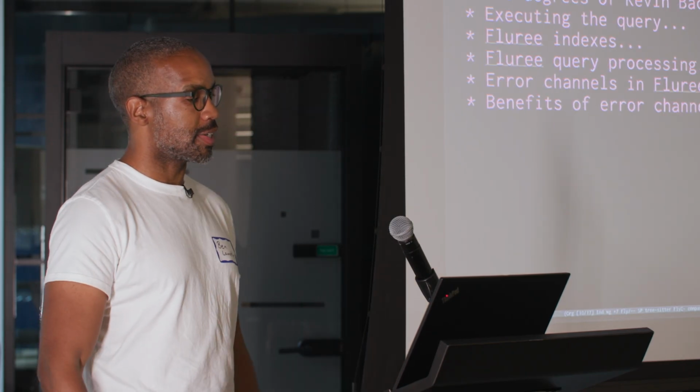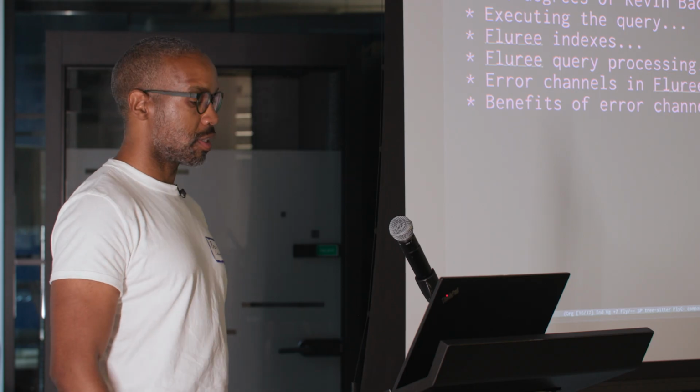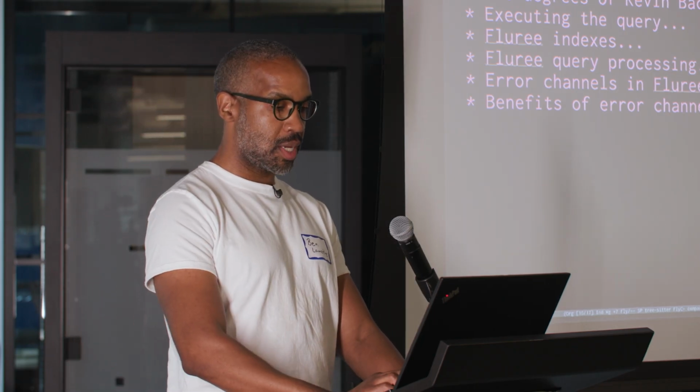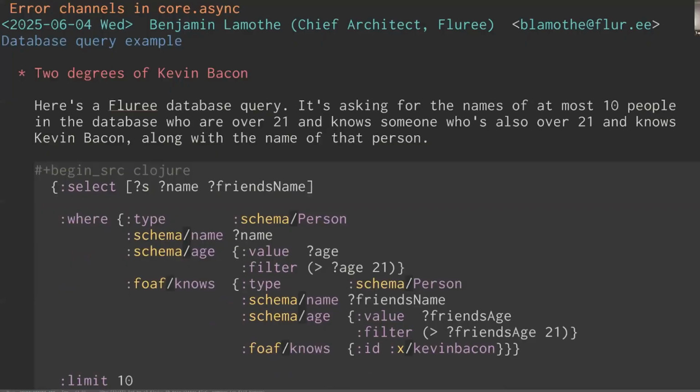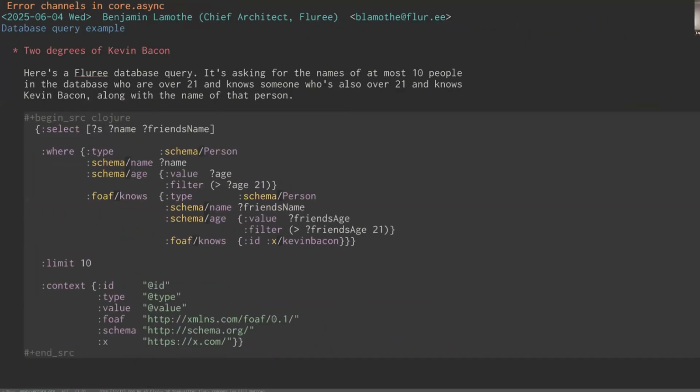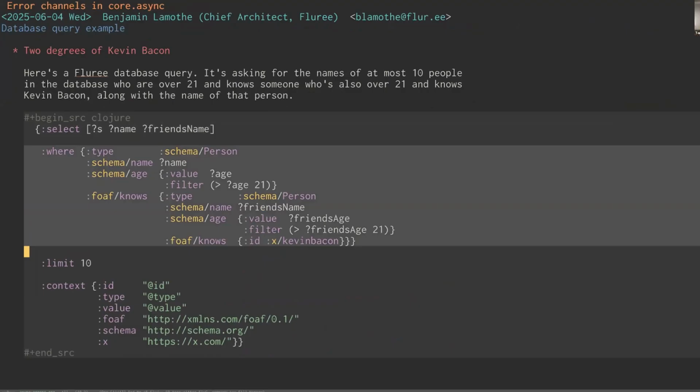And so I'm going to give an example. This is another thing lifted from the Flurry code base. So this is Flurry's query language. Like I said, it's a data-driven query language. We've got the select clause here. I'm looking for the subject, the name, and the friend's name here. And then here's the where clause.